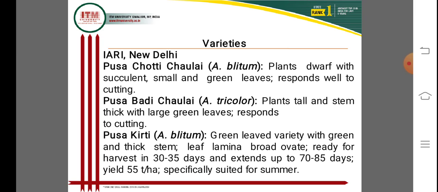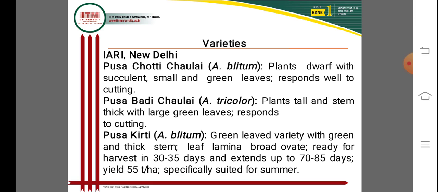The varieties released from the Indian Agricultural Research Institute, New Delhi, are the Pusa series. Pusa Chhoti Chaulai is botanically Amaranthus blitum. It is a dwarf plant with succulent, small, green leaves. It responds well to cutting, so the number of cuttings is very important for leaf use in human diets.